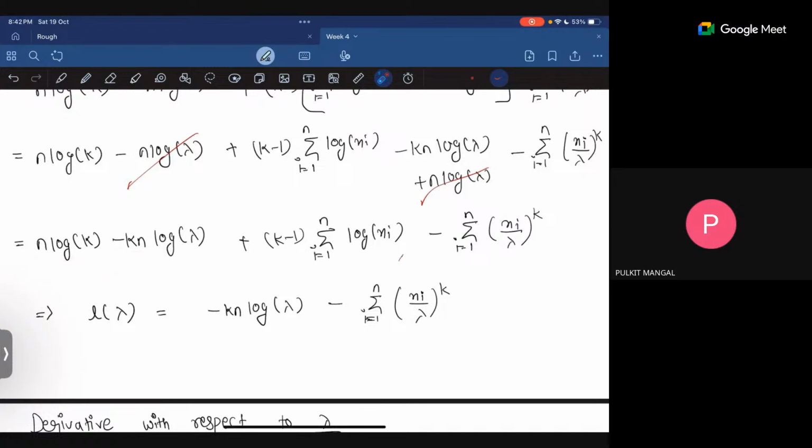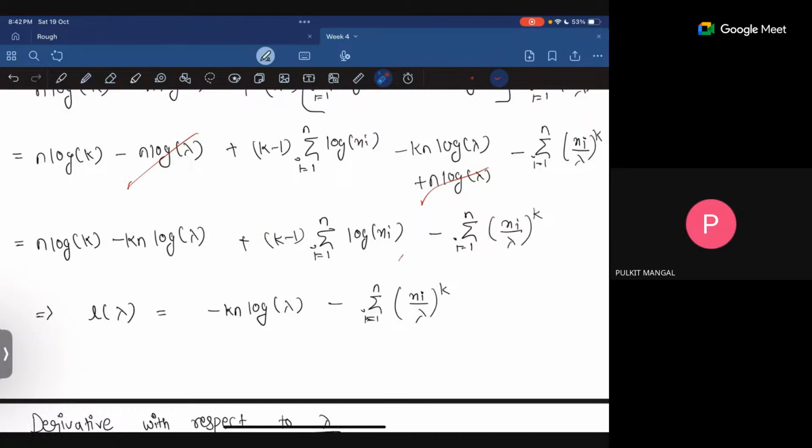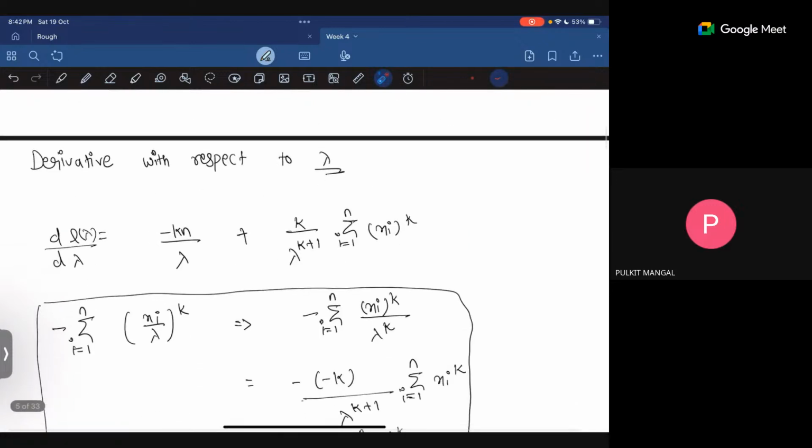Now again there are some terms like this and this that don't depend on lambda, and because the parameter that we are estimating is lambda, when you take the derivative they will become 0 anyway, so we can ignore them here also. For the final function, the log likelihood that you will get is this: minus k n log lambda minus the summation from i equal to 1 to n of xi by lambda power k. Next we will take the derivative with respect to lambda.